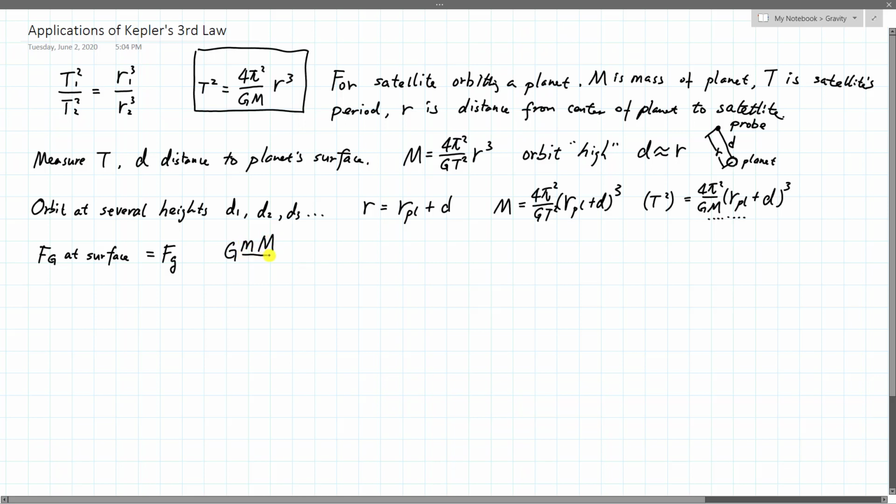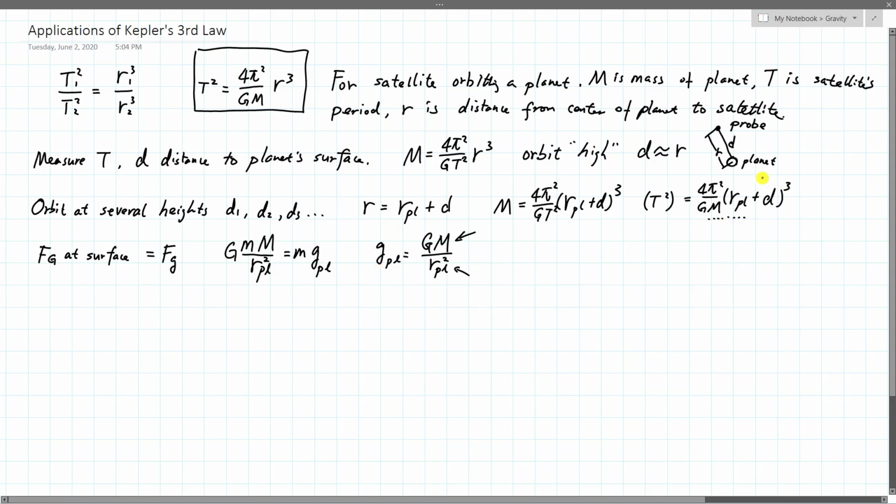So Fg at the surface is g, m, this big M is the planet, over the radius of the planet squared, because we're at the surface, so we're one radius away from the center of the planet, and m g of that planet. So when the mass is divided out, we have g planet equals g m of the planet over r planet squared. So we needed this mass, we needed the radius of the planet in order to figure out the surface gravity.